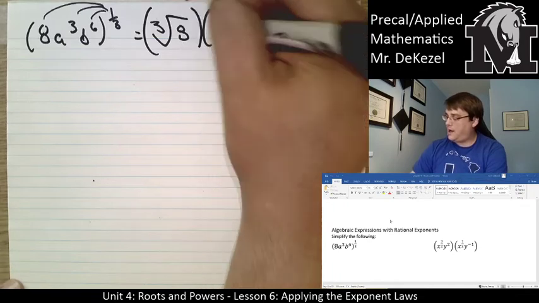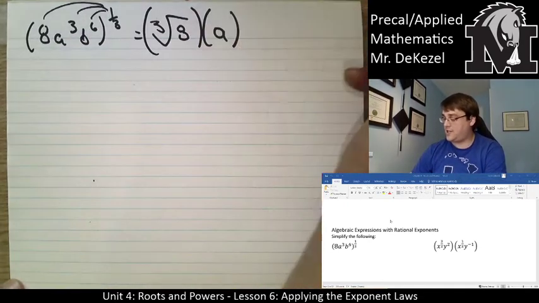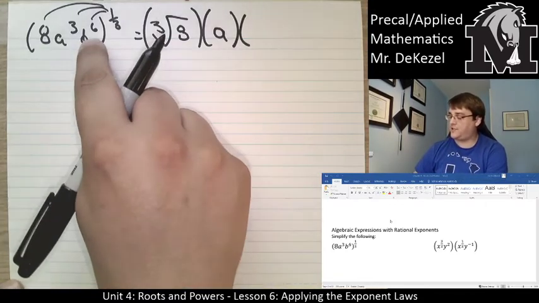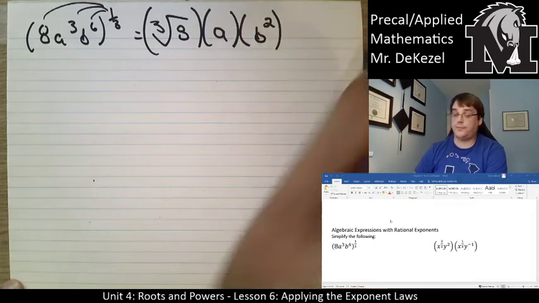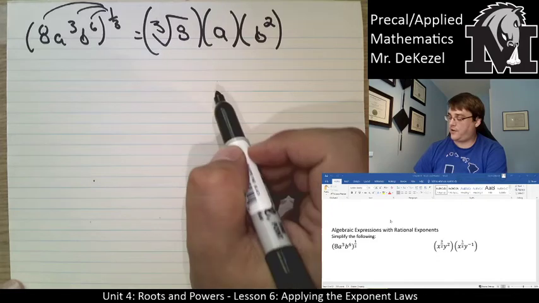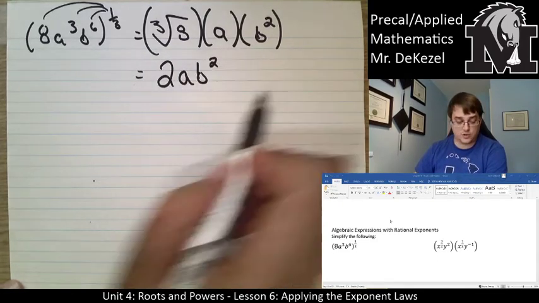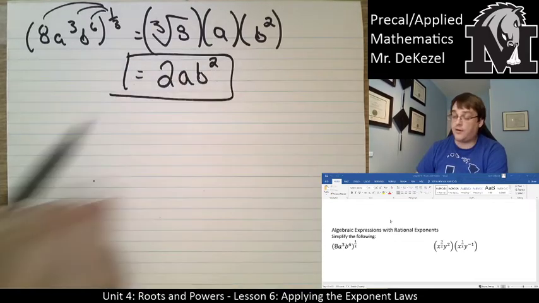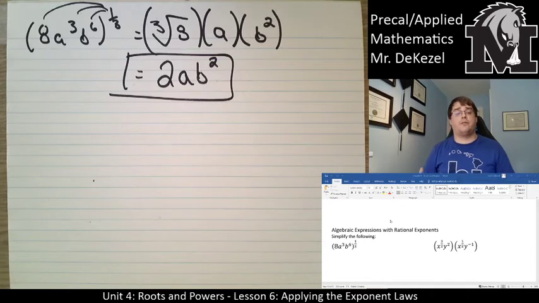So this is equal to the third root of 8 multiplied by a. A to the power of 3 multiplied by 1/3 is just 1, so it's just a, multiplied by b to the power of 6 times 1/3. Well, that's 6/3, which is 2. So this is what we're left with, and we can simplify this even further. We have 2ab squared, and that is our final answer. Don't know why exactly I wrote the brackets, maybe just to show separation, but you don't have to do that. Our final answer should have no brackets in it, though.